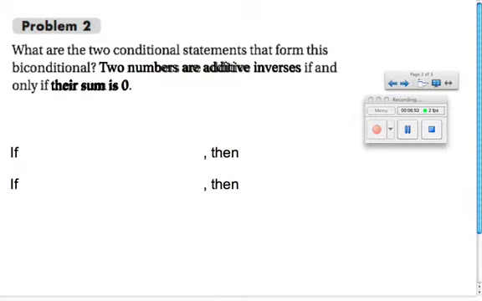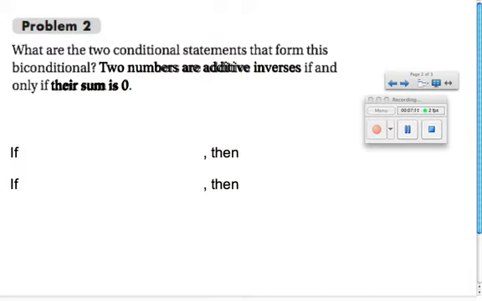In problem 2, they're asking us to do the exact opposite. In problem 2, I have a biconditional statement. In other words, I have something with if and only if in the middle of it, and I'm being asked to rewrite it as 2 conditional statements. Realize, they're going to be converses of each other.